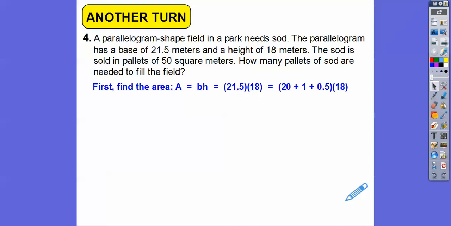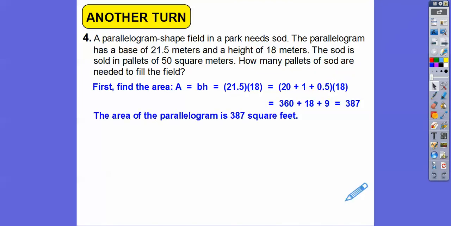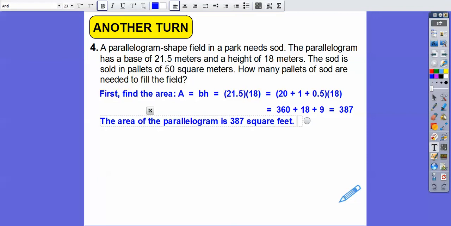So when we multiply those, I did that trick again, you guys. 21.5 is the same as 20 plus 1 plus 0.5. So 18 times 2 is 36. So 18 times 20 is 360, plus 18 when I distribute, plus 9. I'm just doing that trick right there, and I get 387 square feet is what the park is going to need. Or square meters, I'm sorry, it should be meters. Oops, sorry, meters.